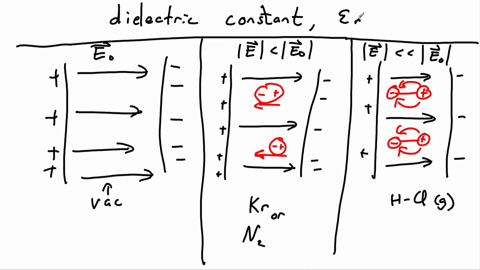We can measure this effect, and the ratio by which the field strength is reduced is called the dielectric constant, or the relative permittivity. So we use epsilon sub r to denote dielectric constant. Let's look at some values for dielectric constant.